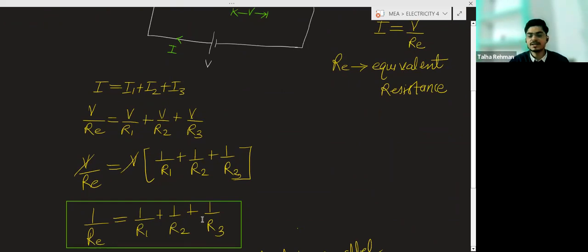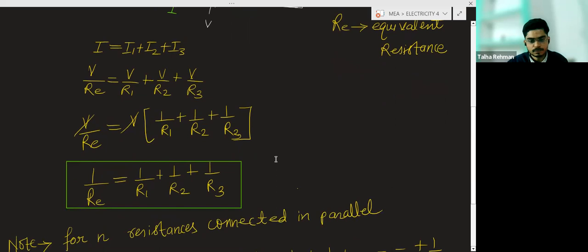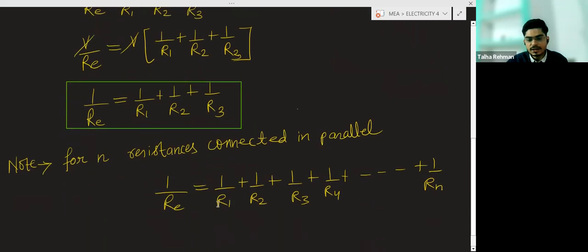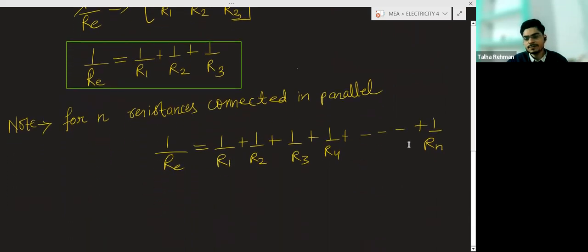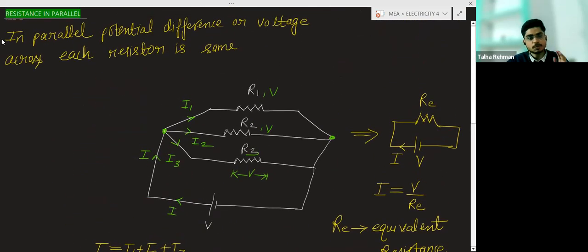If more than three resistances are connected, suppose five resistances are connected in parallel combination, then how will you calculate the equivalent resistance? 1 upon R equivalent is equal to 1 upon R1 plus 1 upon R2 plus 1 upon R3 plus 1 upon R4 plus 1 upon R5, and so on, if more resistances are connected in parallel. So for n resistances connected in parallel, 1 upon RE can be written as 1 upon R1 plus 1 upon R2 plus 1 upon R3 plus 1 upon R4, and so on, up to 1 upon Rn. Remember this point, in parallel combination, the potential difference or the voltage across each resistance is the same.